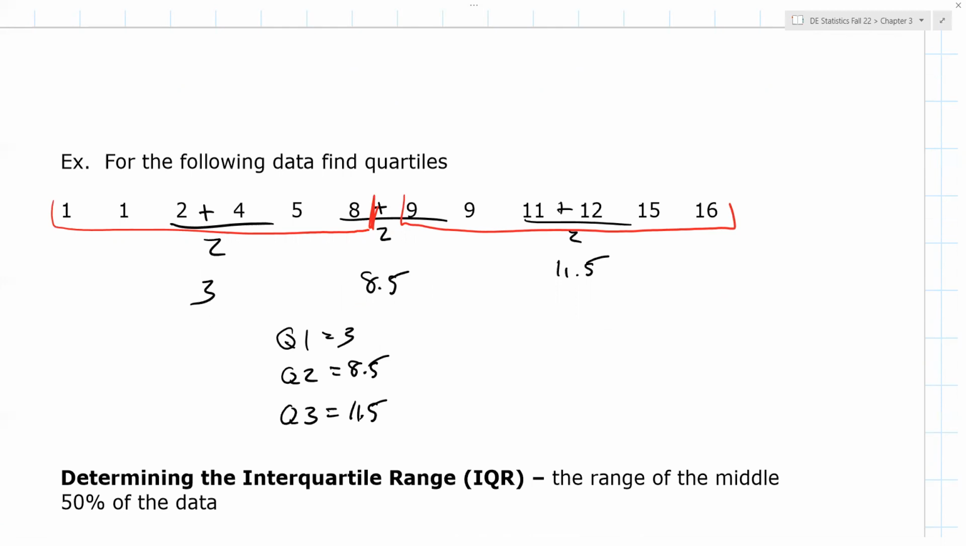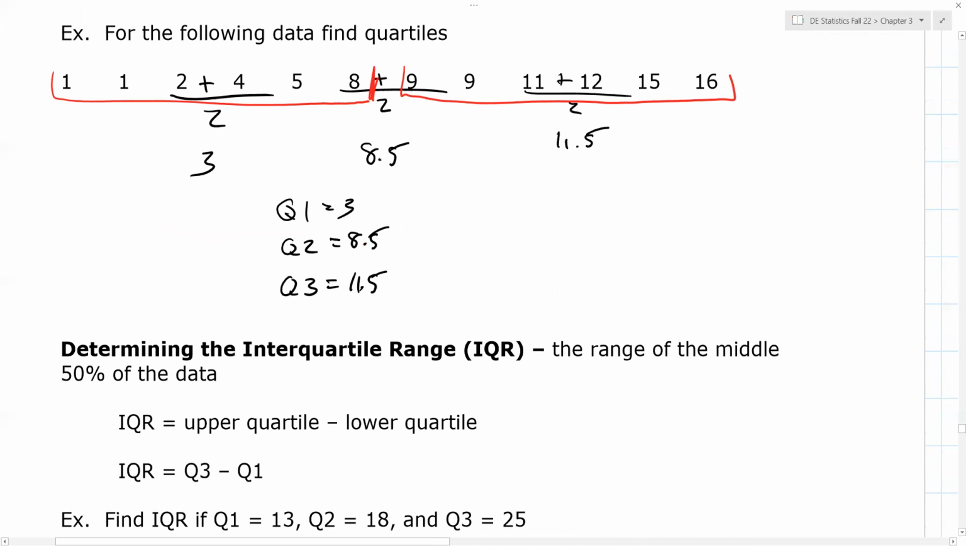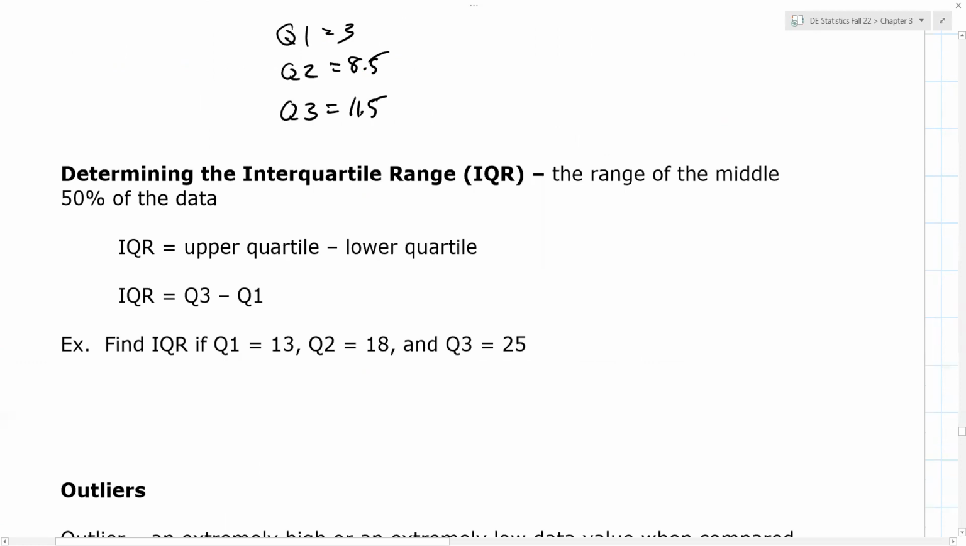We use Q1, Q2, and Q3 when we do our 5-number summary, which we'll talk about in 3.5. But we also use Q1 and Q3 to determine our IQR, which is our interquartile range. Your IQR is used to measure the distance between Q1 and Q3. So it talks about how spread out the middle of our data is. So it's another way of talking about spread. And this measure of spread is resistant.